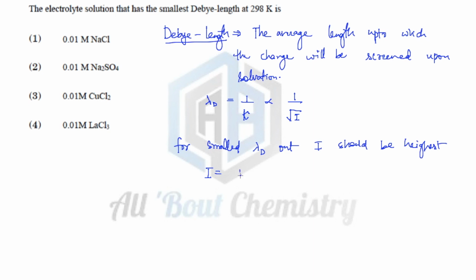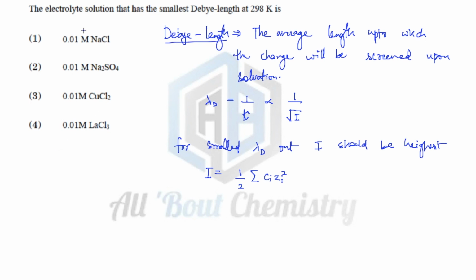The ionic strength I is given by this formula, half sigma Ci Zi square, where C is the concentration and Z is the charge. Now if you look at it, that means the concentration should be more and the overall charge should also be more. If you look at all of these options, the concentration is the same in all of them. So you just have to look at the charge.